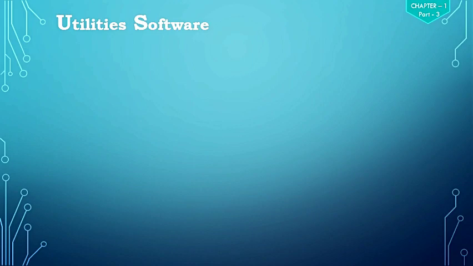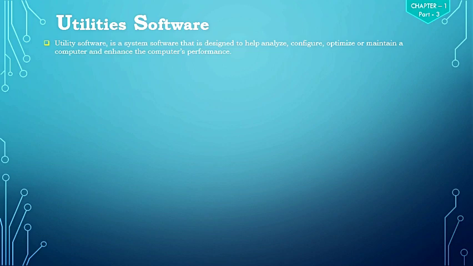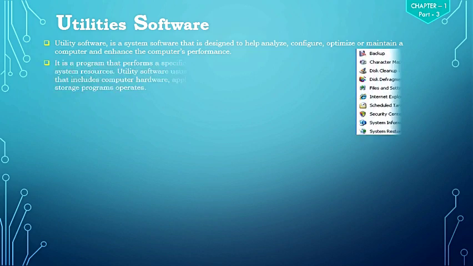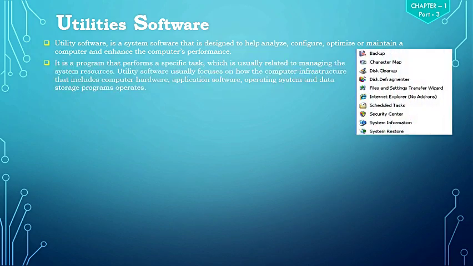Software maintenance and configuration of the computer system is called the system utility. Utility software is system software that is designed to help analyze, configure, optimize and maintain a computer and enhance the computer's performance. You can see a list of utility software here. It is a program that performs a specific task, which is usually related to managing the system resources.